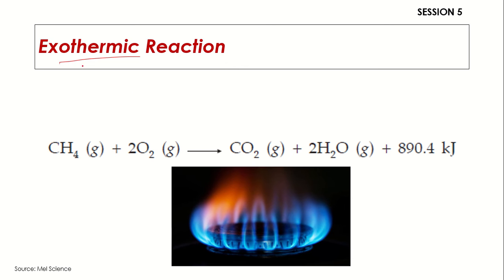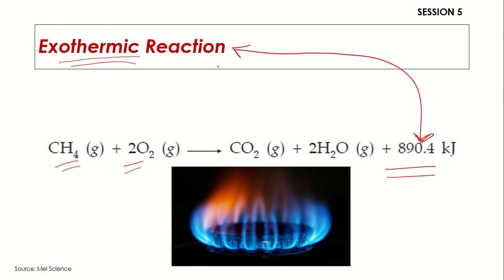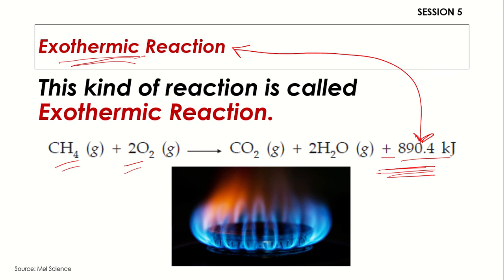Now, the first example that we have already observed was methane burning in oxygen and producing heat. So in this slide, we are going to relate exothermic reaction with the positive value of heat released. So this kind of reaction we call exothermic reaction because heat is given out or heat is released. So any reaction where heat is released is known as exothermic reaction.